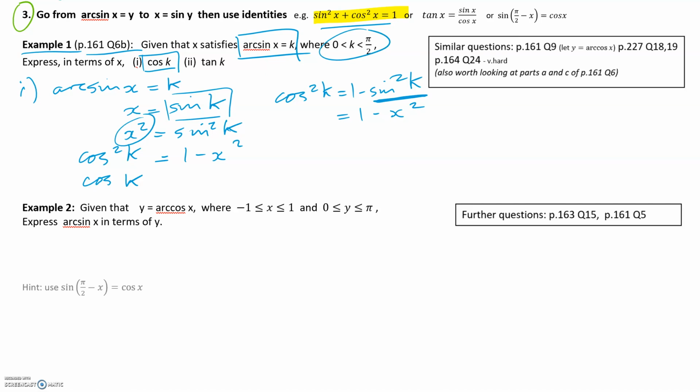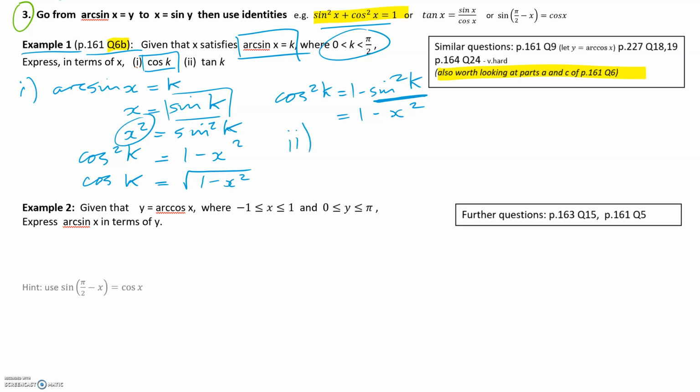You might want to also have a look at parts A and C of this question. I've just kind of skipped to part B because this is kind of the key part of the question, but it's also worth having a look at parts A and C. So let's just finish off the question then. So if we square root both sides, we're going to get that. So that's the answer to part 1.